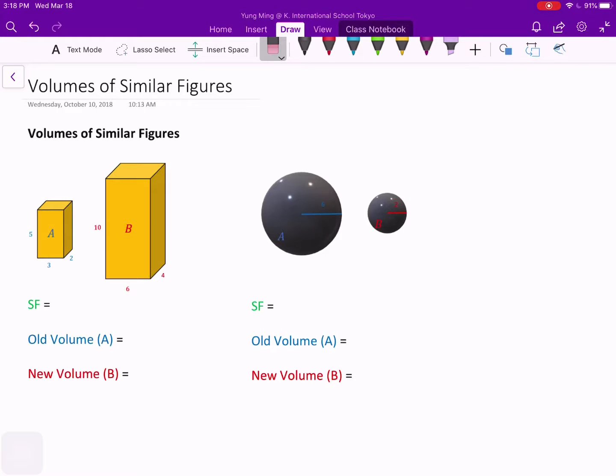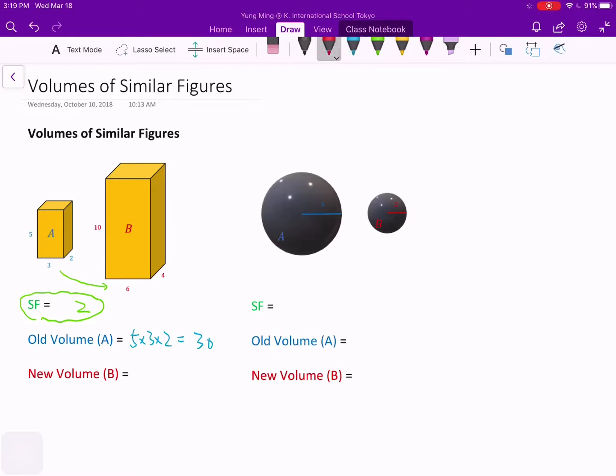So let's look at this cube over here. From 3 to 6, our scale factor is 2. Notice that, guys, in the future, whenever you see scale factor, we're always comparing the length only. And then, let's find out the volume for each one of them. For A, we're going to have 5 times 3 times 2. That's going to give us 30.